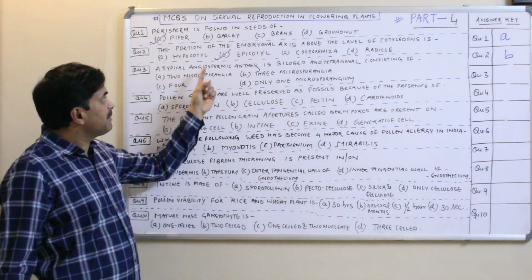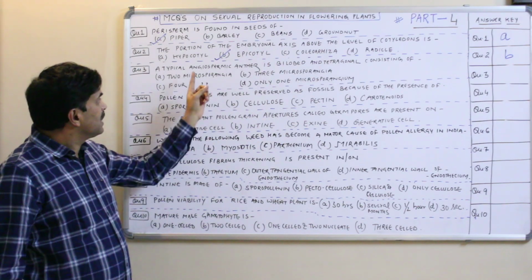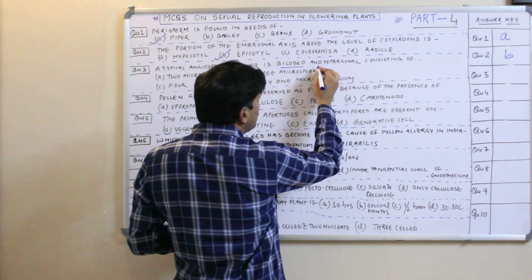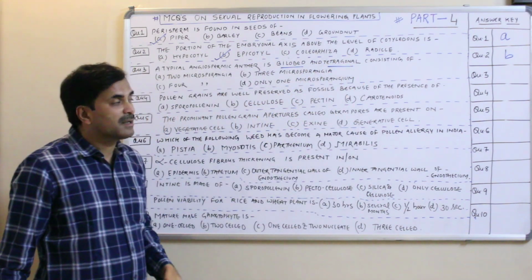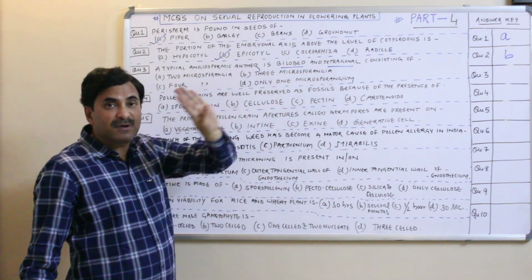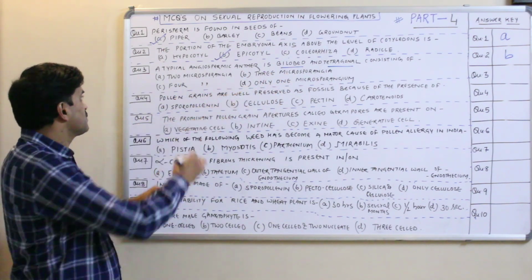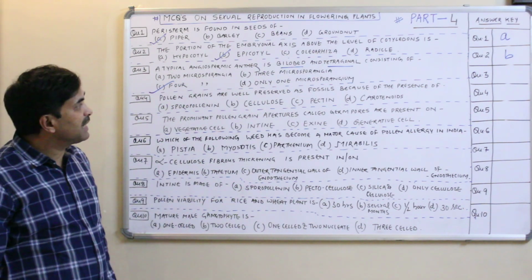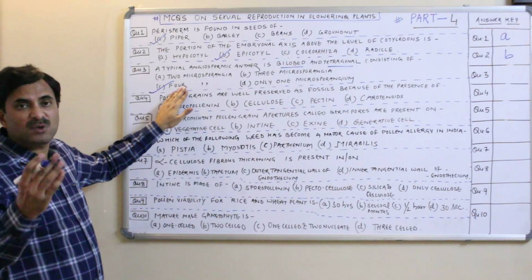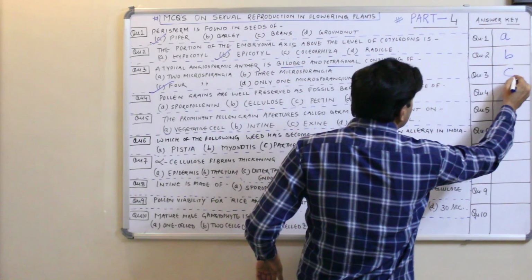Question number 3. A typical angiospermic anther is bilobed and tetragonal, which consists of. We know very well generally the anther is bilobed and tetragonal, and it consists of 2 microsporangia? No. Tetragonal will have 4 microsporangia. 4 microsporangia means 4 pollen sacs which are filled with pollen grains. So question number 3 has the answer C.